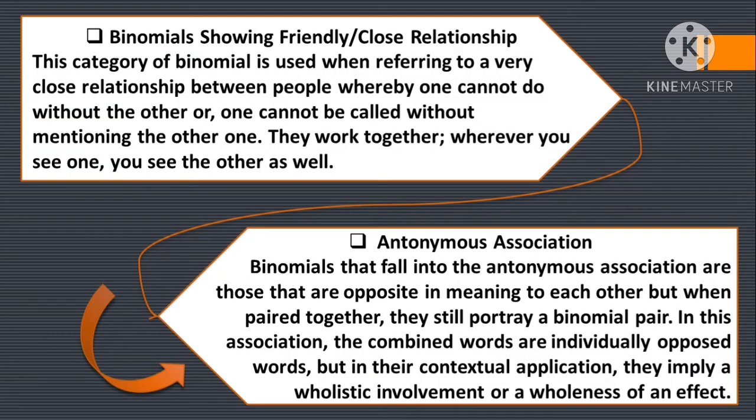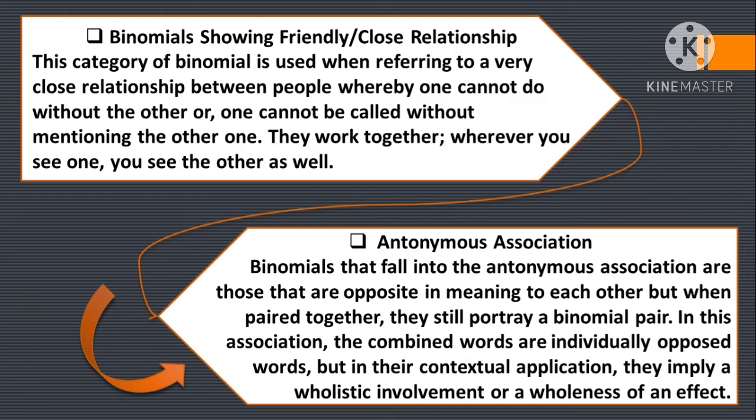First is binomials showing friendly or close relationship. This category of binomials is used when referring to a very close relationship between people whereby one cannot do without the other, or one cannot be called without mentioning the other one. They work together. Wherever you see one, you see the other as well.